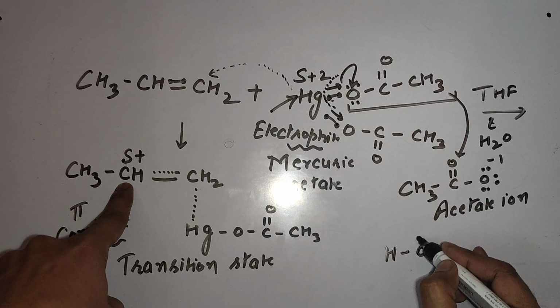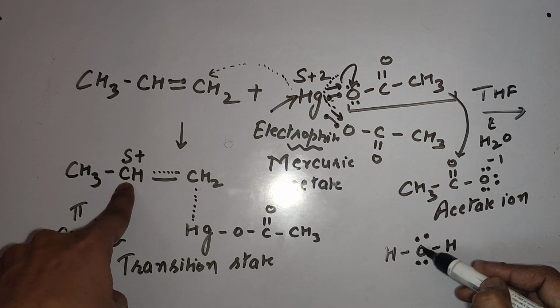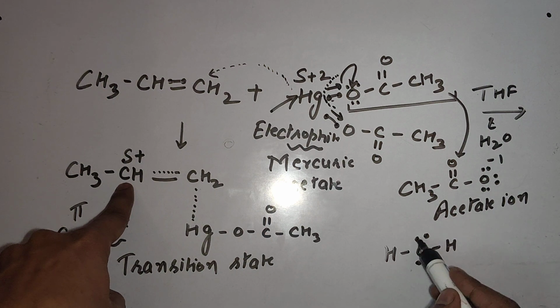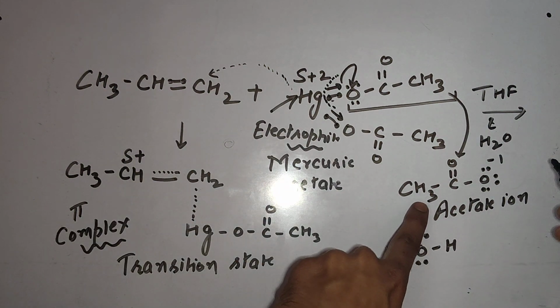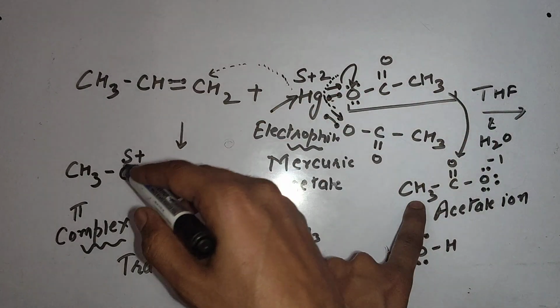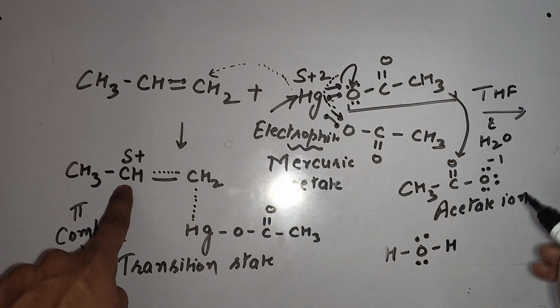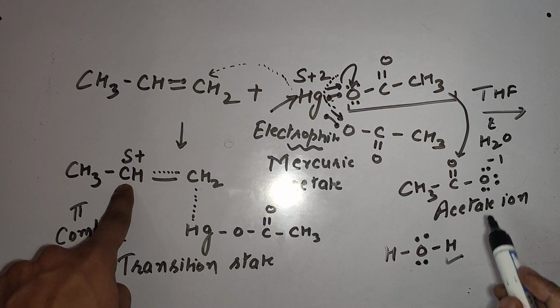One is acetate and one is water molecule. Because in water molecule, oxygen also has lone pairs which it can donate to this carbon, and in acetate, this oxygen also has 3 lone pairs which it can donate to this carbon. Now out of acetate and water, which will attack on this carbocation? The answer is water. Reason?